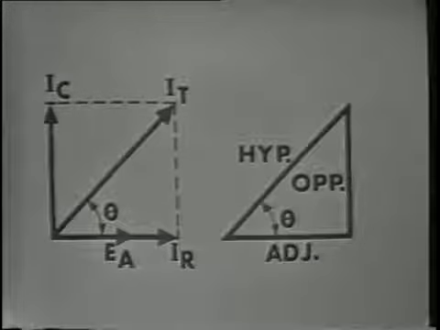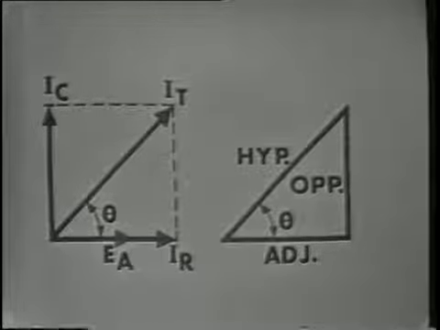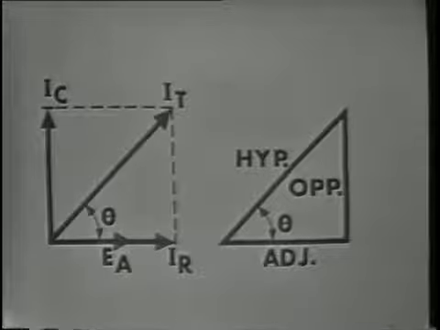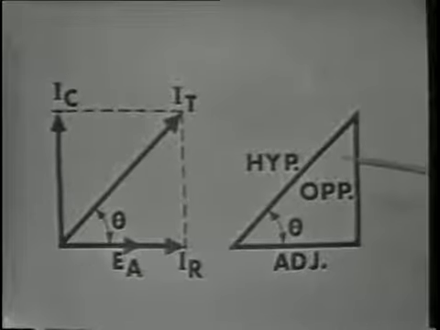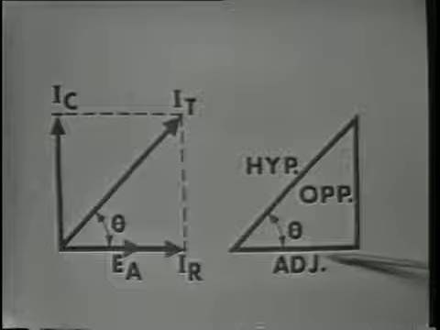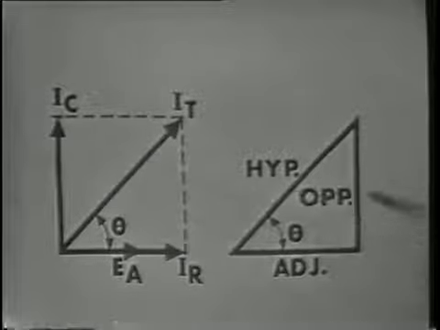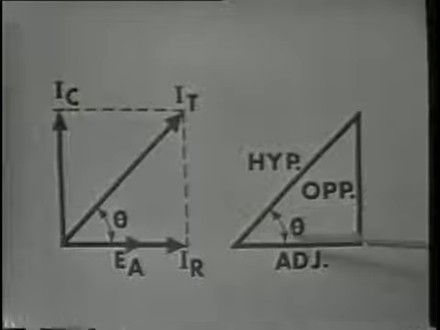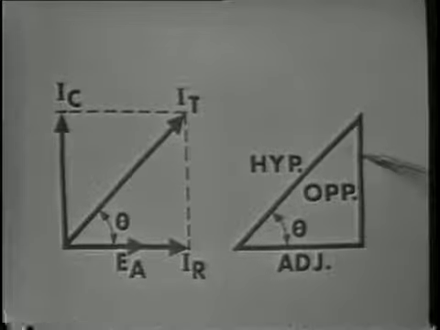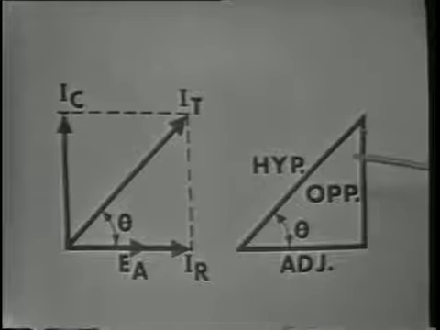And we can see that IR is the same as the adjacent side of this triangle. IR compares to the adjacent side. IC compares to the opposite side. And IT would equal the hypotenuse of the triangle.